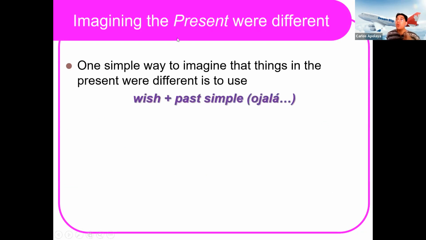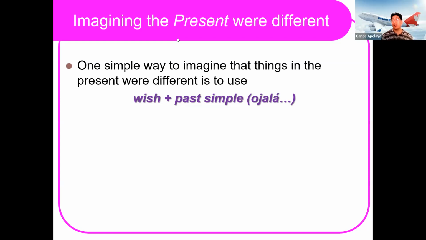Now, our topic. One simple way to imagine that things in the present were different is to use wish plus the past simple. Do you remember? I wish. For example, Gabriela, are you a billionaire? Make it a dream. I wish I were a billionaire. I don't have a house. Make a wish. I wish I had a house.